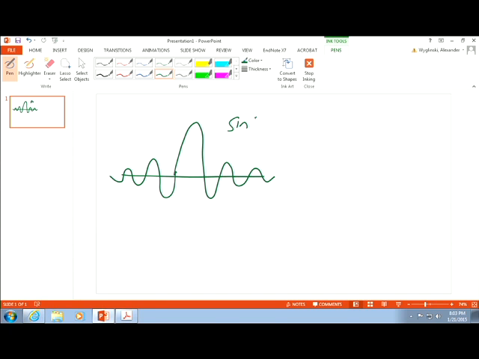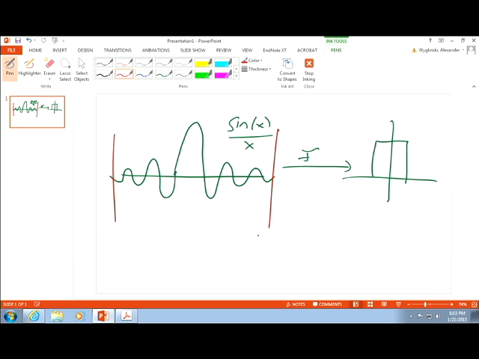Essentially, it's sine x over x. And we know that if we take the Fourier transform of that in the frequency domain, we get a square wave, right? And we all know, or we should know, what happens if we abruptly end the sinc pulse. Let's say we just take the first few seconds from either side of this thing and forget about the rest. You get the well-known phenomenon called Gibbs phenomenon.